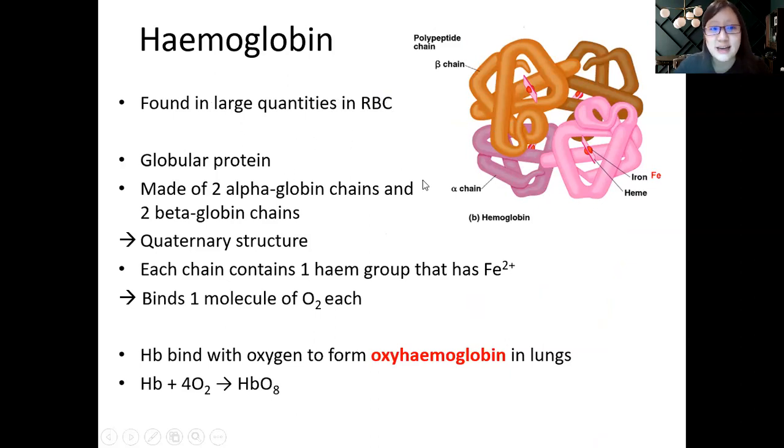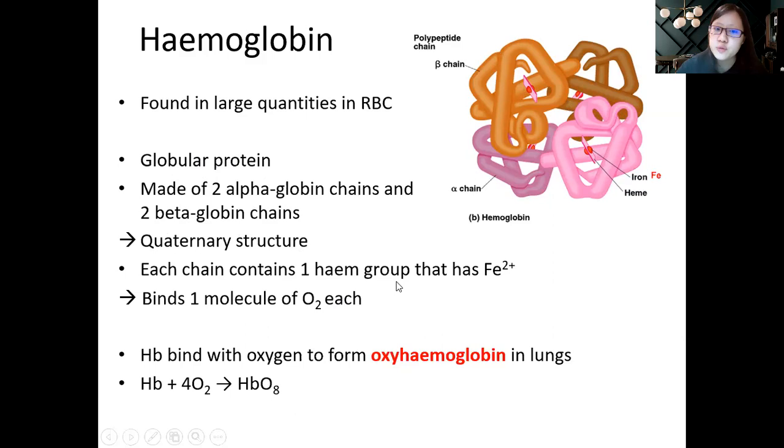Just a reminder slide for you. Now, remember that hemoglobin is made out of protein. It is a globular protein, which means it can interact with water. It is soluble in water. All the things about globular proteins apply here, including the fact that hydrophilic R groups are on the outside, whereas hydrophobic R groups are on the inside. Hemoglobin is made out of 2 alpha globin chains and 2 beta globin chains, which makes it a quaternary structure. So it has 4 chains in total.